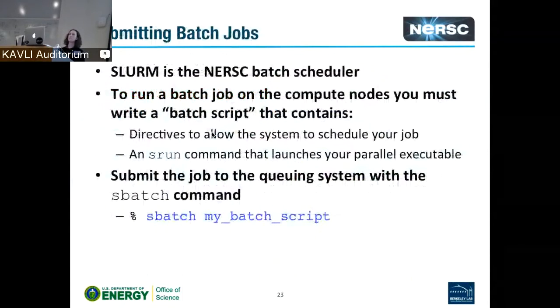So we use a batch scheduler called Slurm to organize the workload on the compute nodes. If you want to run a job on the compute nodes, then you have to submit a batch script to the workload manager. The batch script contains directives that tell the system how to schedule the job and a command that will launch your executable, whether it be parallel or single-threaded. You simply use sbatch to submit it to the batch scheduler.